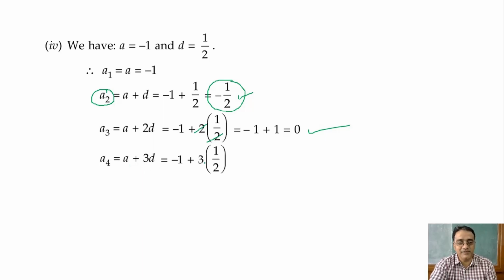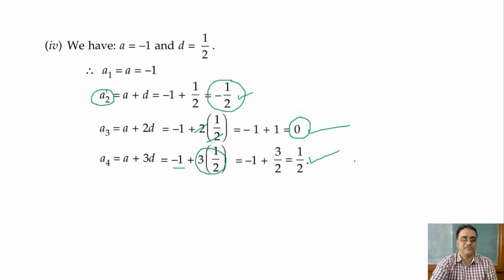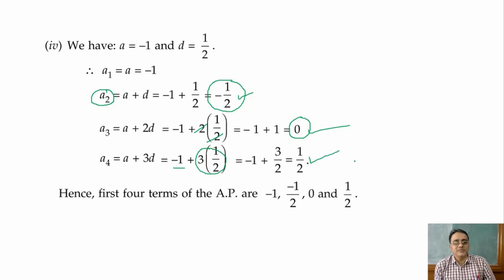Now the fourth term A plus 3D. That is -1 plus 3/2. So 3/2 में से -1 निकालेंगे तो कितना बचेगा? और ये ज़्यादा इजी है. A3 plus D, 0 plus half. We'll get half. Hence, the first four terms of the AP are -1, -1/2, 0 and 1/2. किसी को कोई डाउट है? No, sir. Okay.